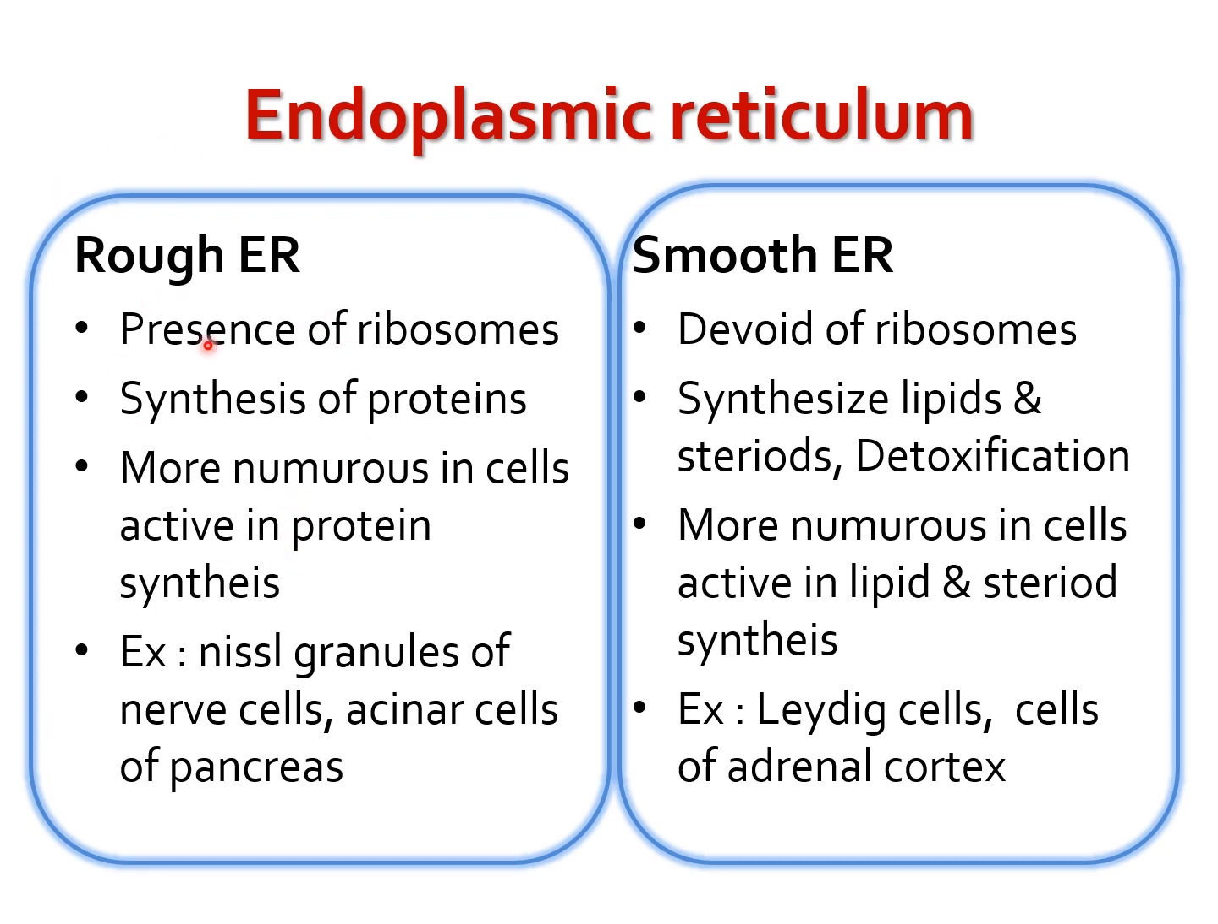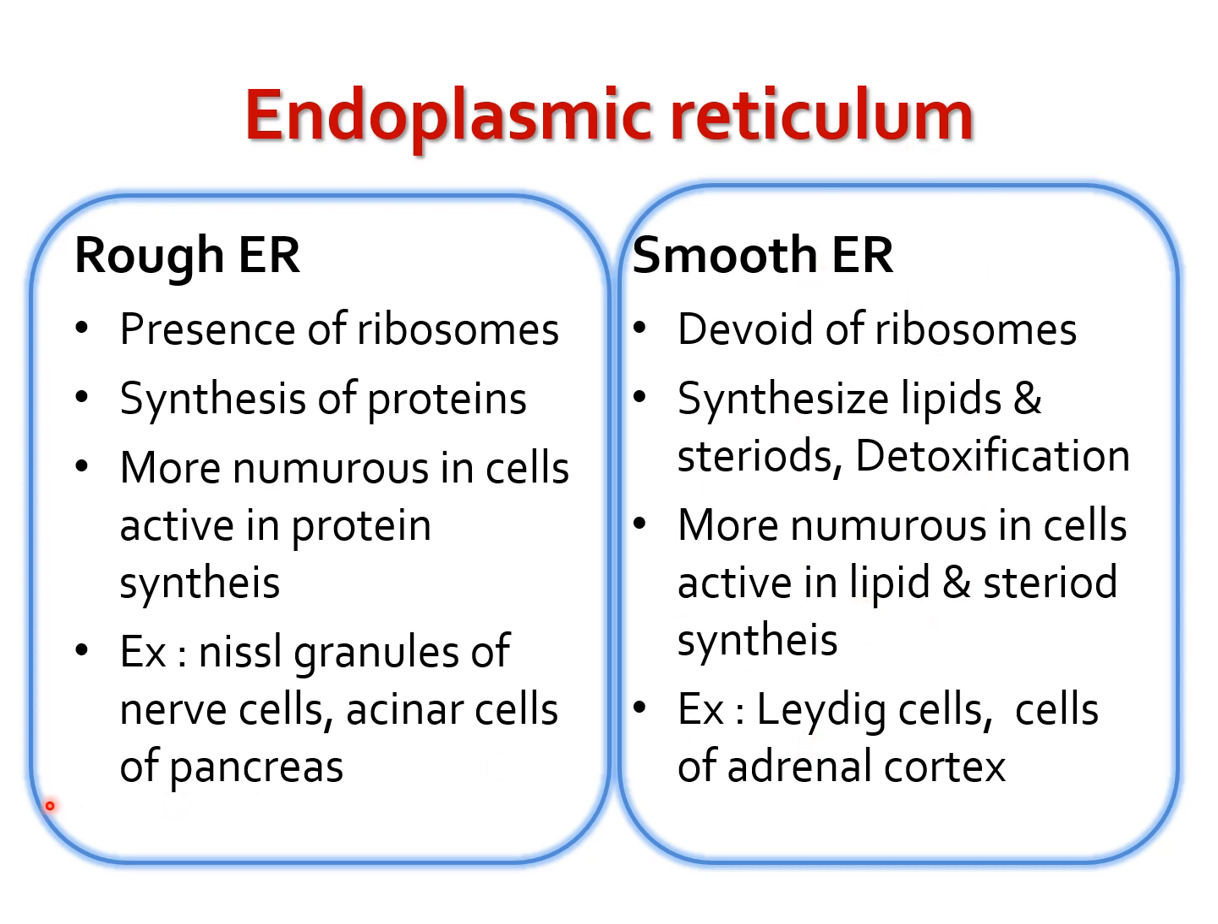In which cells will rough endoplasmic reticulum be more numerous? It is obvious. Any cell which is involved in protein synthesis will have a greater number of rough endoplasmic reticulum. The same thing goes here: the cells involved in lipid and steroid synthesis will have more numerous smooth endoplasmic reticulum.